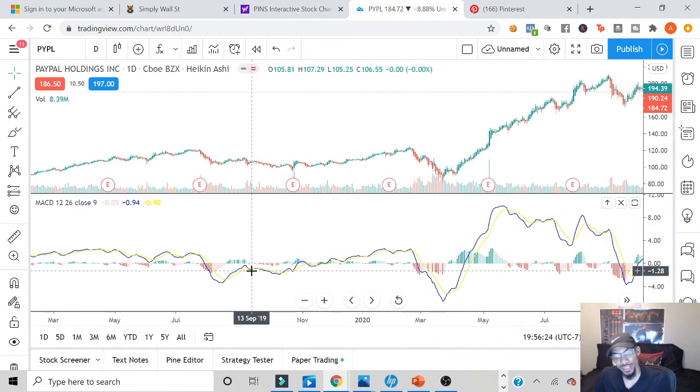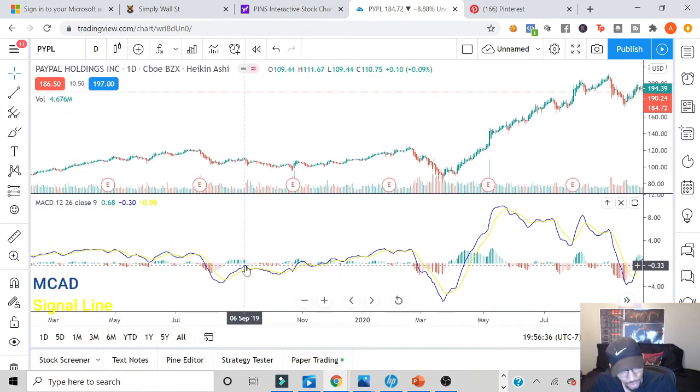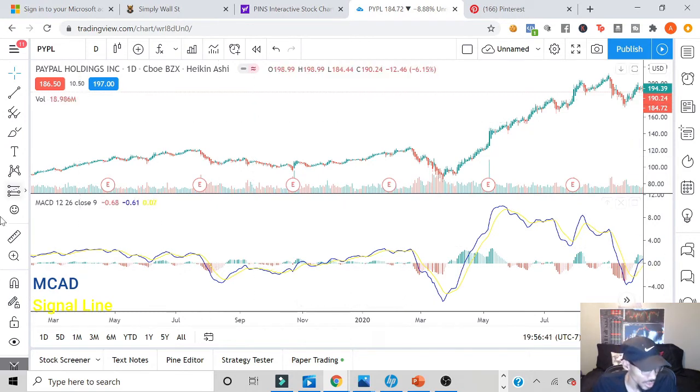Yeah, so as we can see, this is PayPal on the 1-day interval. So we're looking at the MACD. The MACD's at the bottom. The blue is the MACD. The yellow is the signal. So as we can see, where do they cross? So let's see. There's a cross here. There's a cross here. There's a cross here.